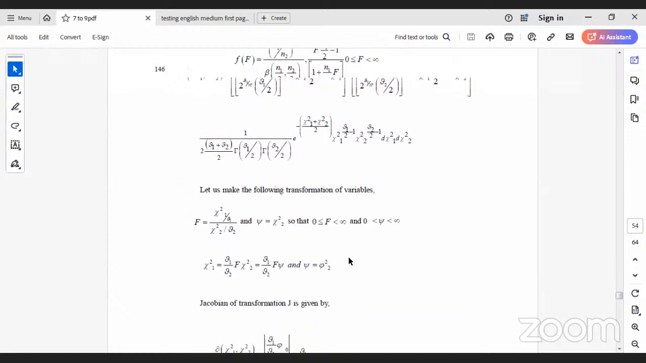Let us take the following transformation of the variables here. Snedecor's F is chi-square 1 by v1 over chi-square 2 by v2.